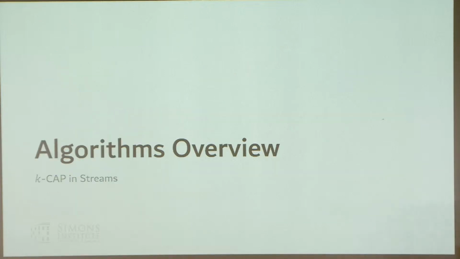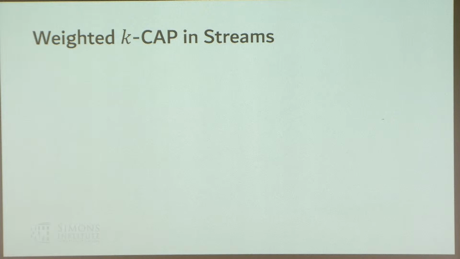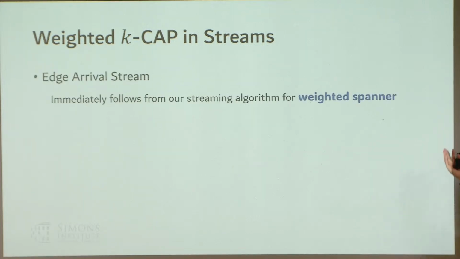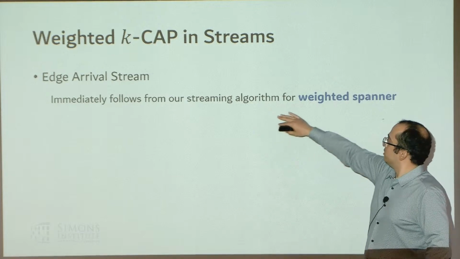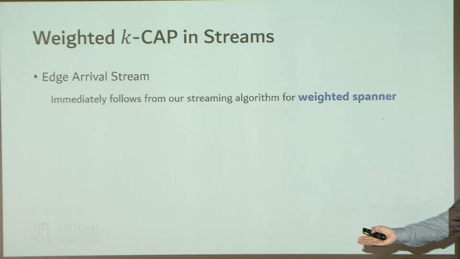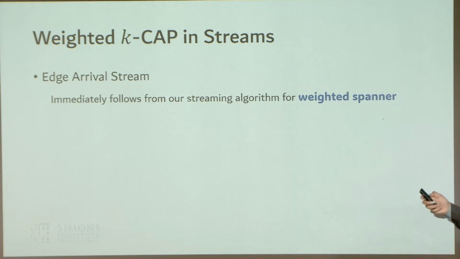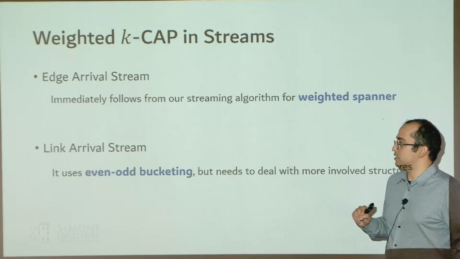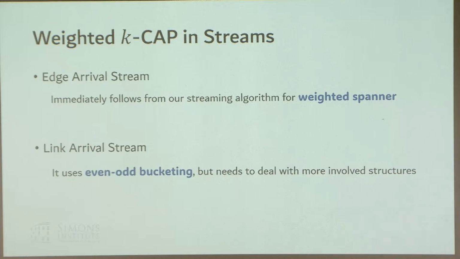Okay, let me just tell a few words about, hopefully, connectivity augmentation as well. So we were focusing on weighted connectivity augmentation in streaming. As I mentioned, two streaming models. One was edge arrival stream. And for this setting, our algorithm for weighted spanner directly implies a tight algorithm for connectivity augmentation problems. So I'll skip this part. But for the link arrival stream, it's a bit different. There is no black box reduction argument here.